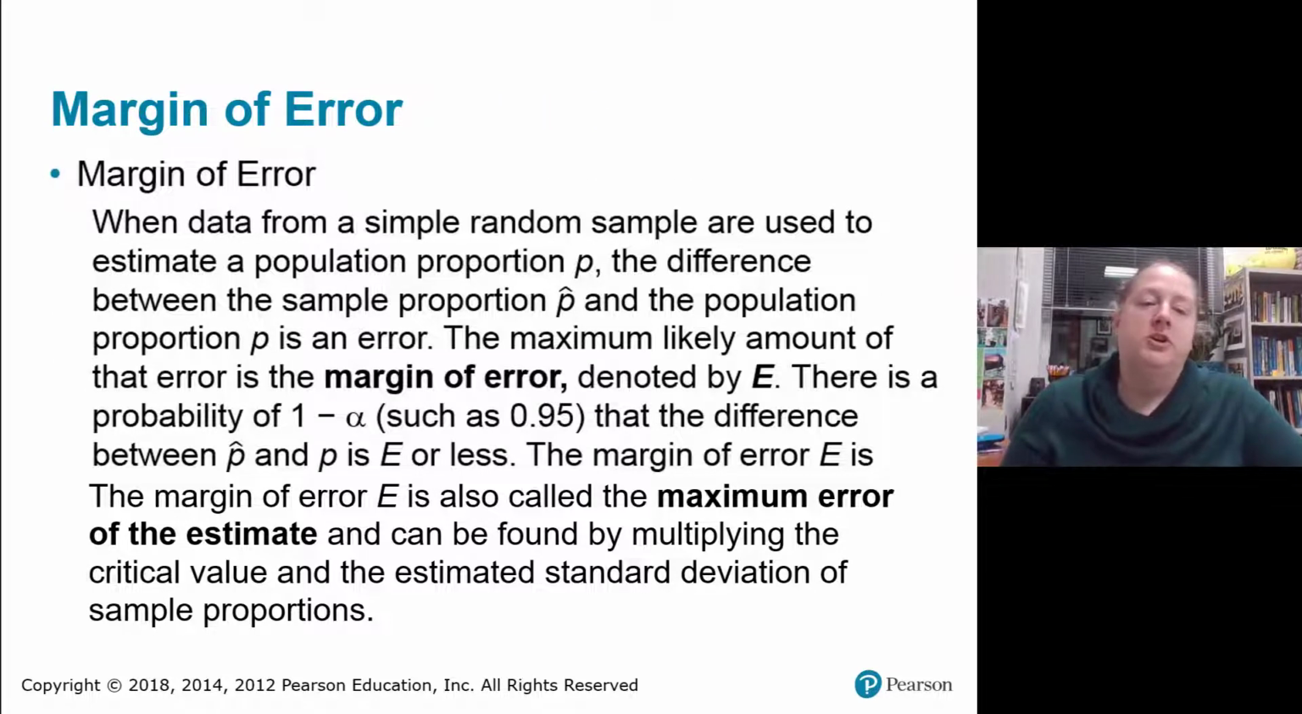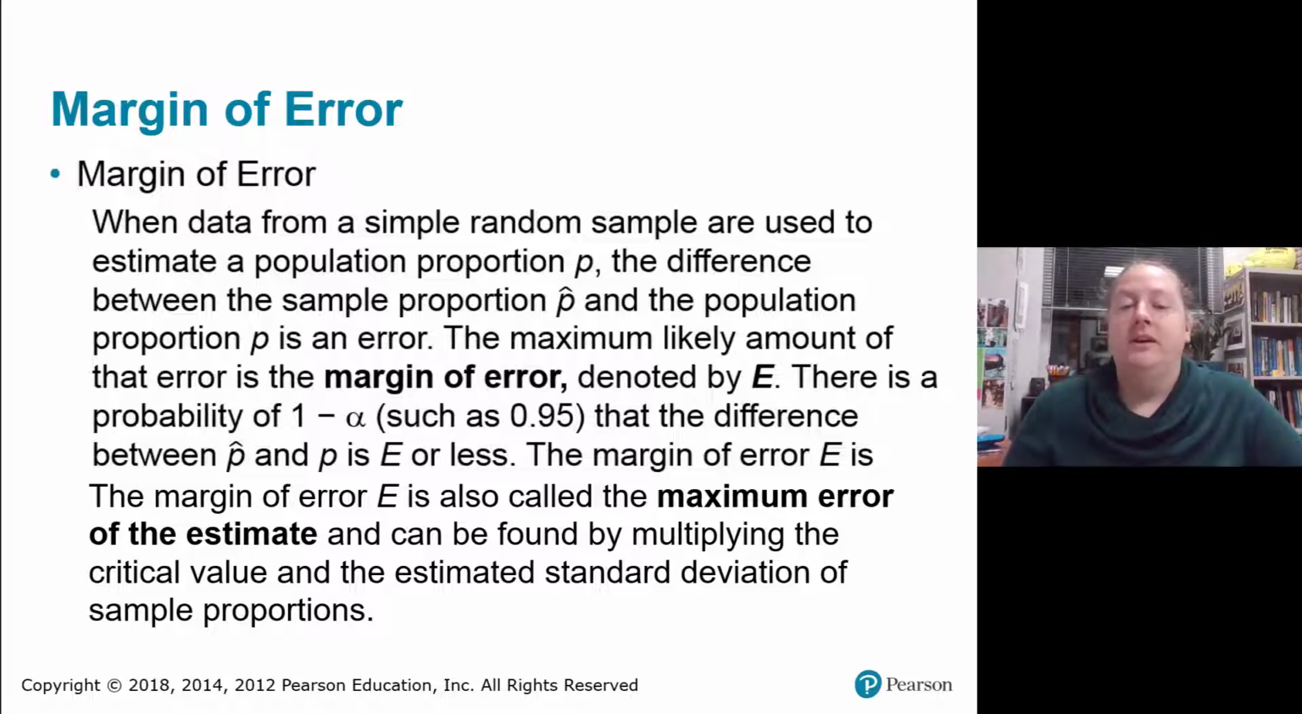Now, there's this thing called the margin of error. When data from a simple random sample are used to estimate a population proportion, the difference between the sample proportion and the population proportion is an error. The maximum likely amount of that error is called the margin of error, and we denote it with a capital E. So there's a probability of 1 minus alpha, like our 95% or 0.95 for probability, that the difference between p hat and p is E or less.